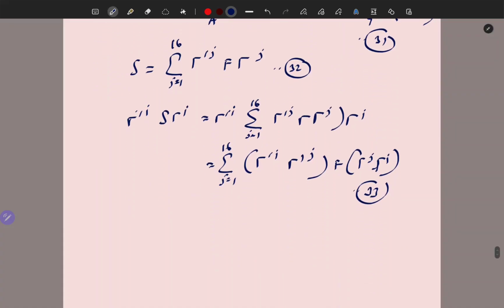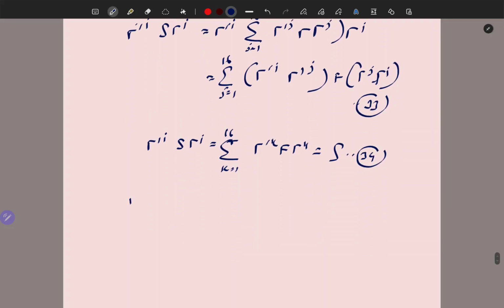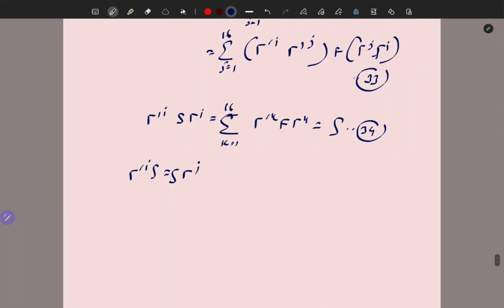Using the property D, this can be written as γ'_I S = Σ_{K=1}^{16} γ'_K F γ_K = S. This is equation number 34. So γ'_I S = S γ_I. So using the property B, we can write γ'_I = S γ_I S^{-1}. This is equation number 35, which verifies equation number 24 and 25.